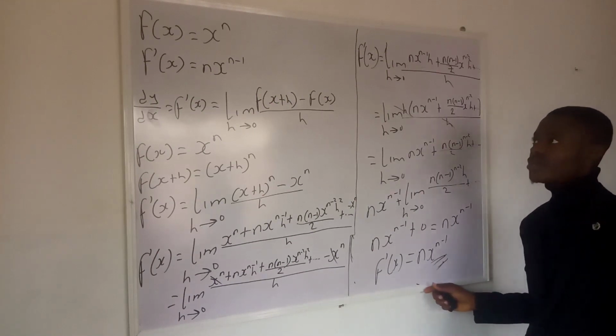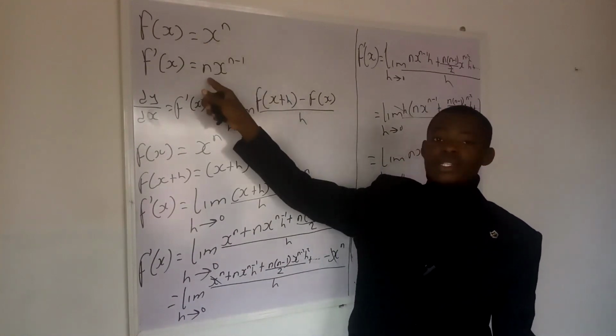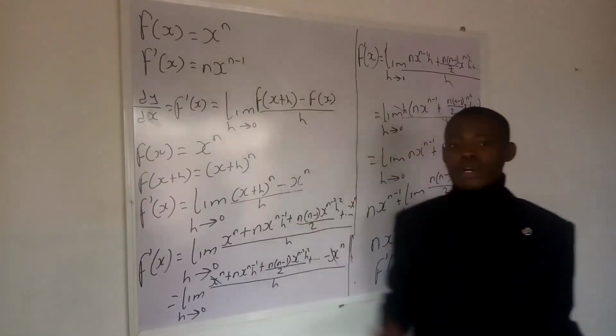And that shows why the derivative of f of x equals x to the power of n is equal to n x to the power of n minus 1.